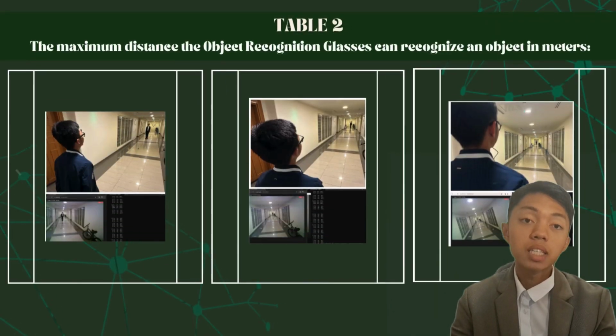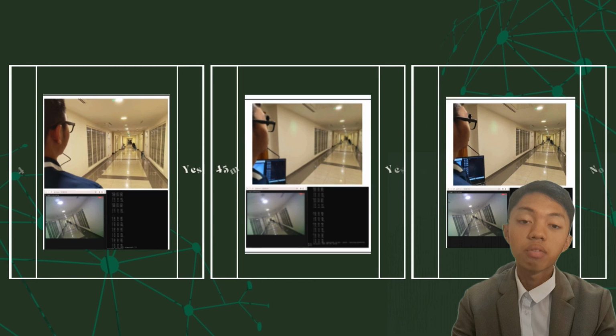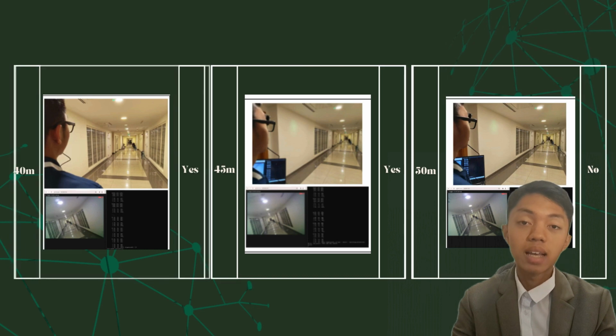Table 2 shows the maximum distance at which the object recognition glasses can recognize an object in meters. It was tested with the measuring tape, which measures distances ranging from 10 meters to 45 meters, and it obtained clear findings in identifying the individual in front of the glasses.